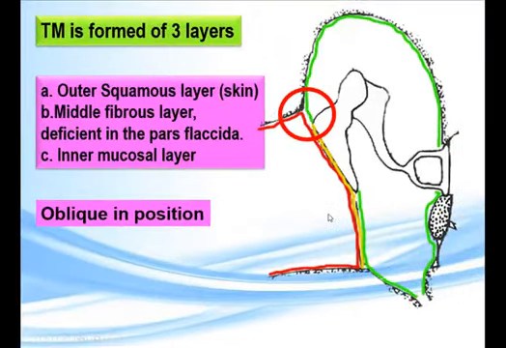Now, this is the drum again here, and this is part of that bone, which is called the malleus, which forms a protruding part, and this is called the attic, and this is the pars flaccida of the drum.